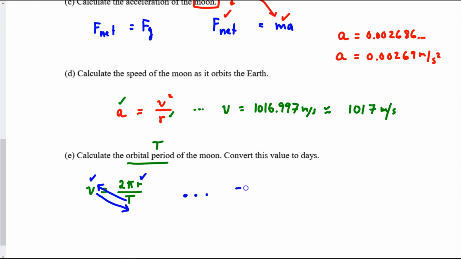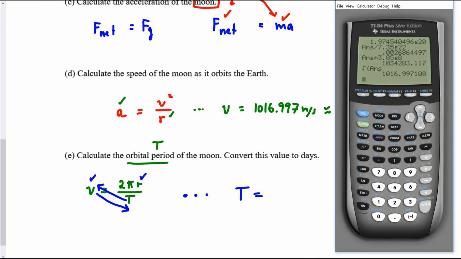And when you do that work, when you show it, the final answer should come to, let's see, so I've got 2 pi r, and r is 3.85 second EE 8. Then I have to divide by the answer there, and wow, 2.37 times 10 to the 6.